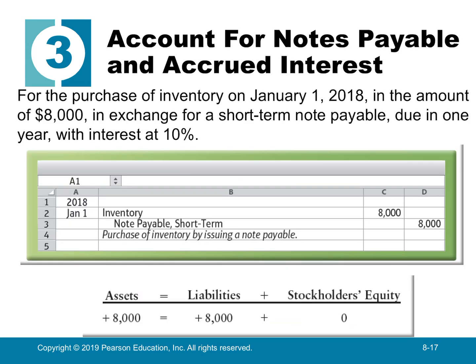So let's do the accounting and show. So let's say January 1st, 2018, we buy some inventory for $8,000, and it's going to be with a short-term note payable due in 1 year, and the interest is going to be 10%, right? So basic journal entry on January 1st, we buy inventory for $8,000. We debit inventory for $8,000. We pay for it with a note payable. We credit notes payable short term for $8,000. So this is just purchasing inventory by issuing a note payable. What happens? Assets go up, the inventory, liabilities go up, notes payable. Short-term liabilities, because it's 1 year or less.